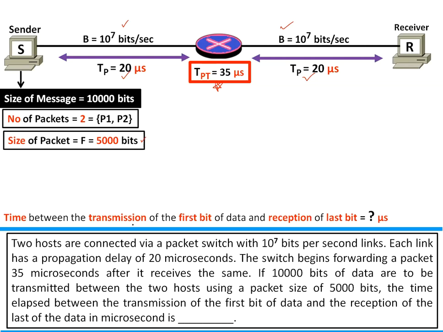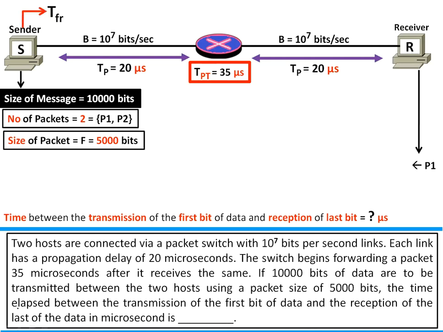It is divided into 2 packets, so the size of a frame will be 5,000 bits. Time between transmission of first bit and reception of last bit is equal to, in other words, from the beginning, how much time it takes for the entire 10,000 bits to reach the receiver. That is what they are asking. Fine, guys. Please tell me now.